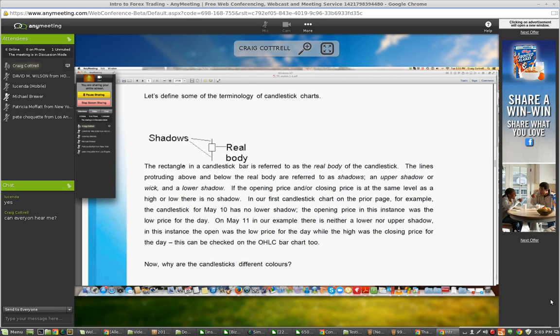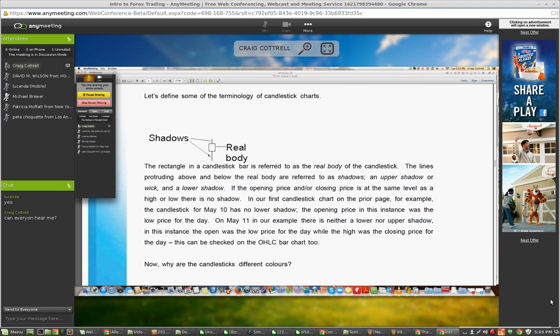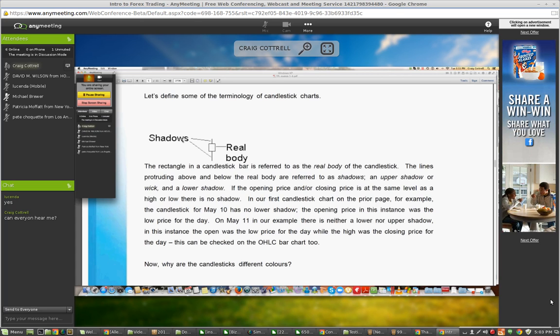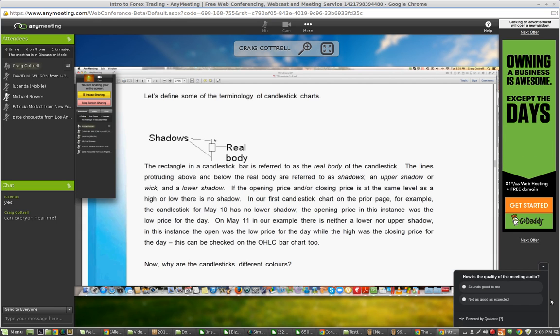Now, candlesticks comprise two parts, basically. There's the real body, the body of the candlestick here that I'm circling. And then you have what's called the shadows, or I prefer to call them the wicks, to stay in the candlestick theme. The body tells you the open and the close for that fixed time frame. The wicks show the high and the low for that time frame.